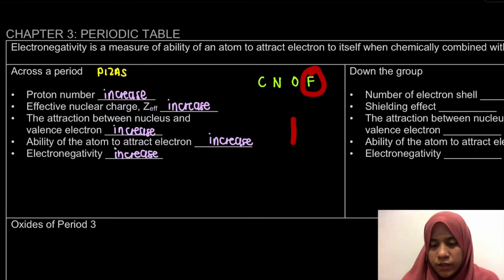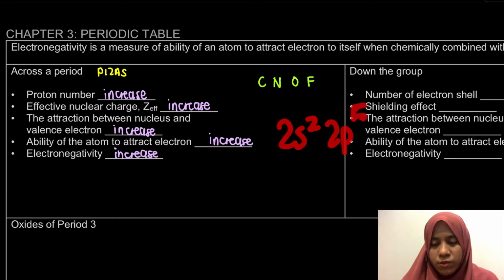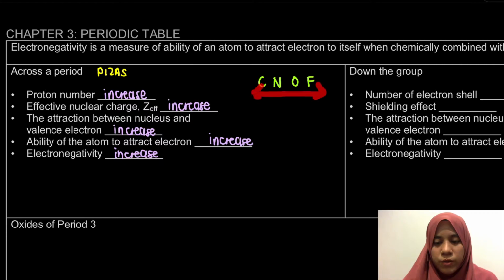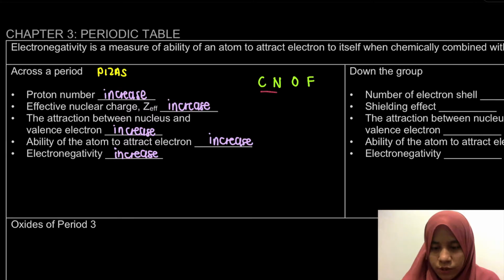Fluorine is 2s2 2p5. When we compare these four atoms, it has the highest proton number and the highest effective nuclear charge. So that's why fluorine is the most electronegative, and electronegativity increases across the period. So this is for the case of across a period.